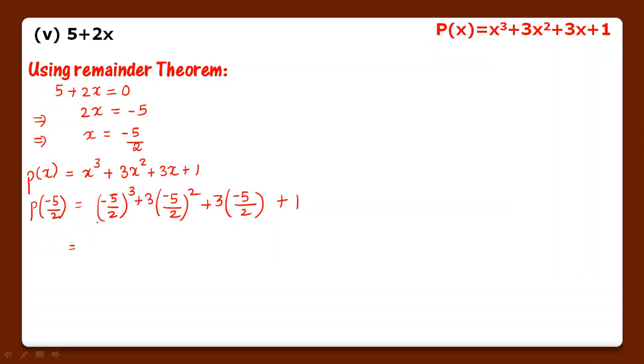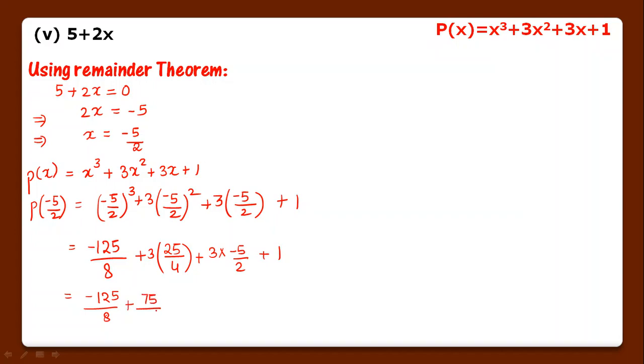5 cube is minus 125 will come here. 2 cube is 8. Plus 3, we'll solve the bracket. 5 5s are 25. Here it is square, that's why minus will convert into plus, upon 4. Plus 3 into minus 5 upon 2 plus 1. Minus 125 upon 8 plus 25 3s are 75 upon 4 minus 15 upon 2 plus 1 upon 1.